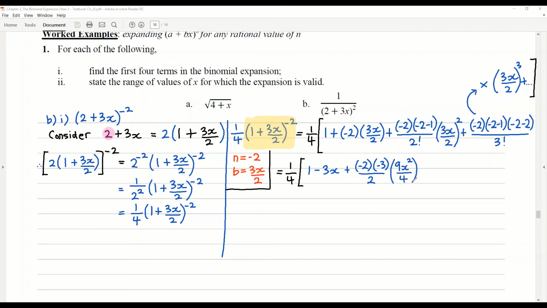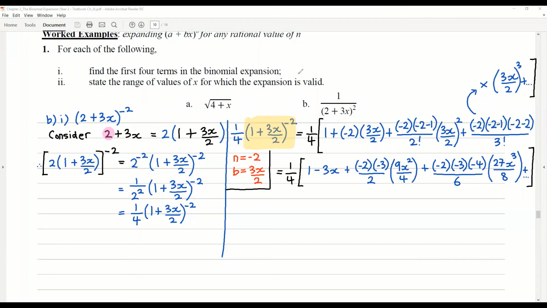And then the same thing for the third term. So we have negative 2 multiplied by negative 3 multiplied by negative 4 over 3 factorial, which is 6. And then if I cube everything in the bracket just next to the arrow, that's going to be 3 cubed is 27, x cubed over 2 cubed, which is 8, plus some more stuff, and then close the big square bracket.